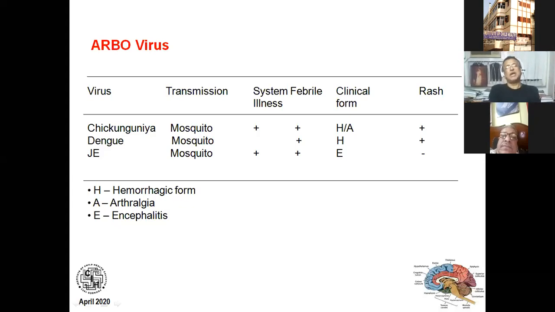All these three arboviruses have a characteristic presentation. They start with a systemic febrile illness, which is indistinguishable from any viral illness. And thereafter, they manifest their pattern. Every disease has its own pattern. In chikungunya, it will be arthralgia or arthropathy along with hemorrhagic manifestation. In dengue, it is a hemorrhagic form. And in Japanese encephalitis, it will cause encephalitis as the name suggests.